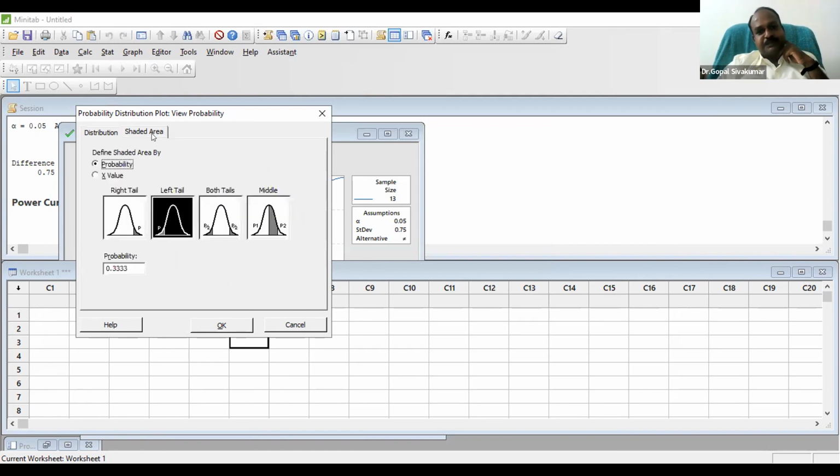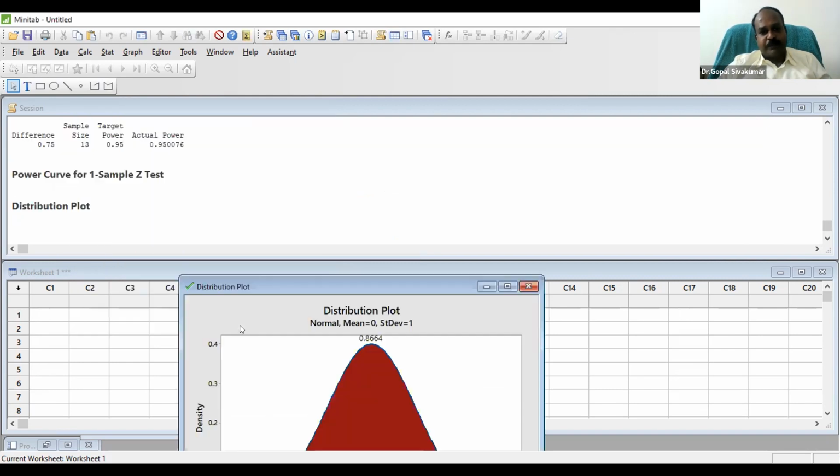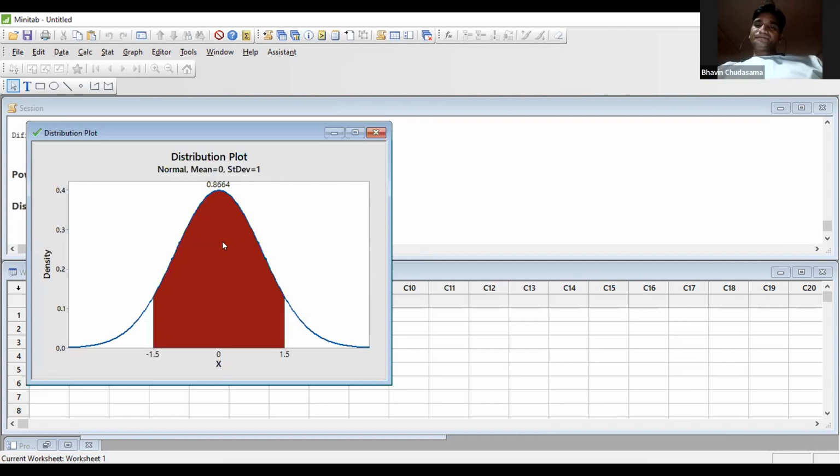Now shaded area. What did they ask? 1.5 on either side. So take the middle one, give the x value, and then the middle one. Here I will type minus 1.5. Here I will type plus 1.5. Now I give OK. So now it is showing the inside area. Inside area is 86. What is required for the significance level is the outside area.